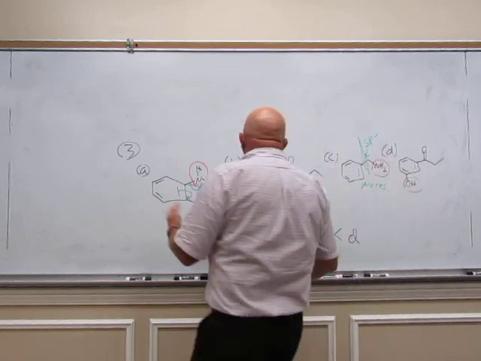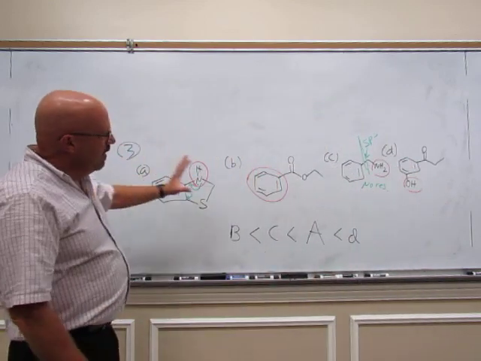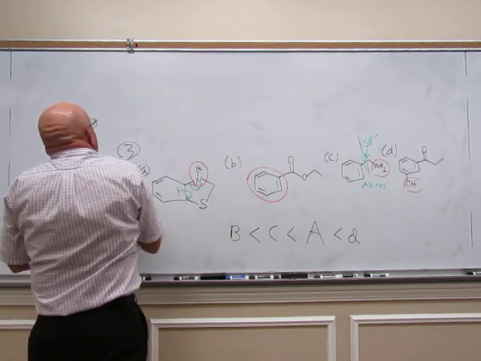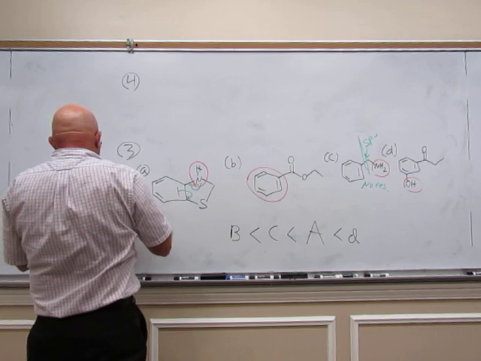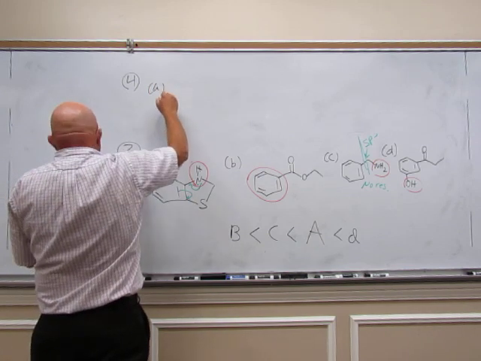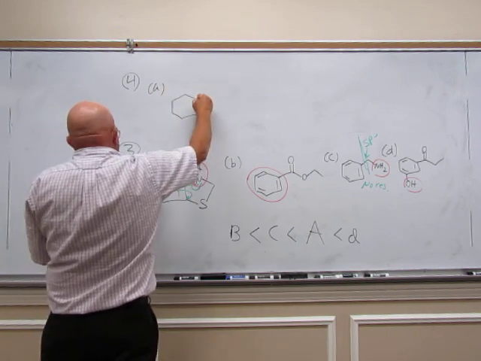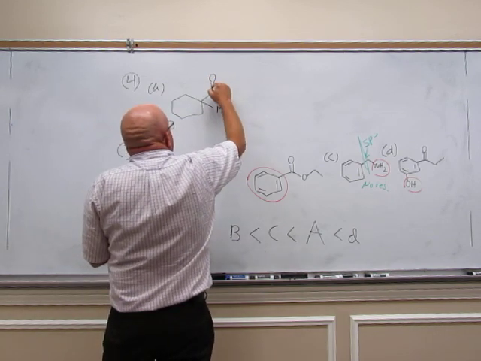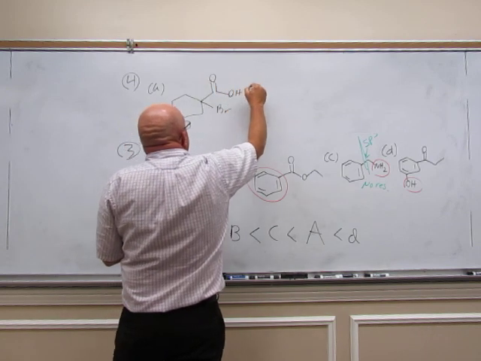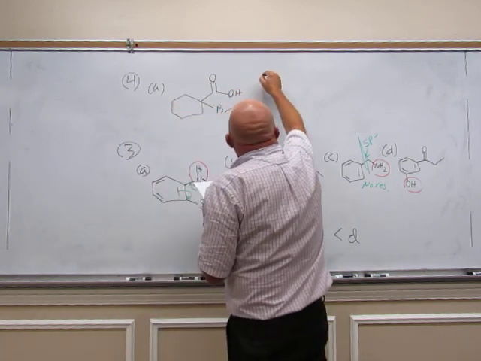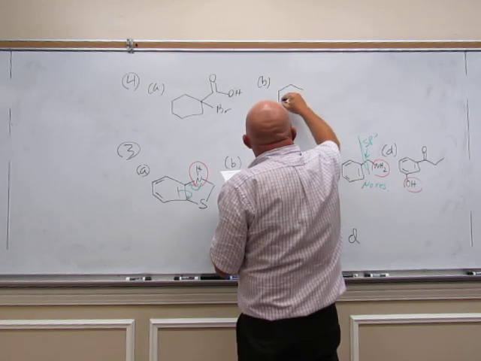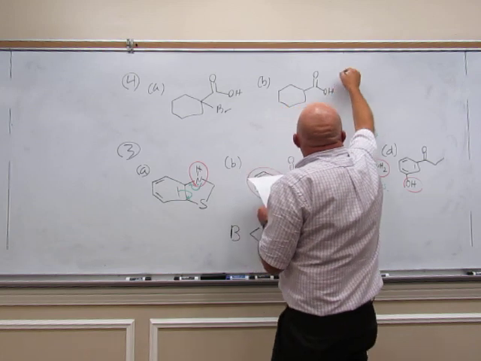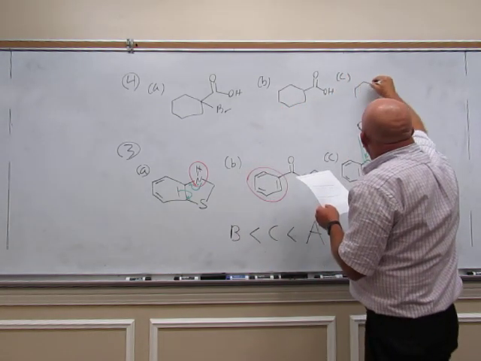So again, before you start comparing molecules, find the most acidic within each structure. Do the same thing here on the next one. We're going to first identify the most acidic proton, most acidic hydrogen within each molecule, and then we'll start comparing molecules.